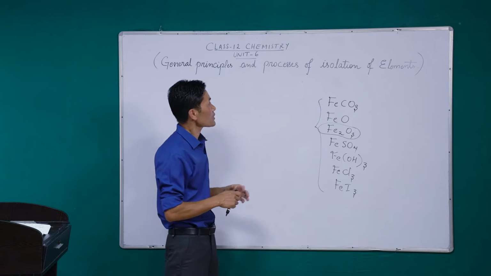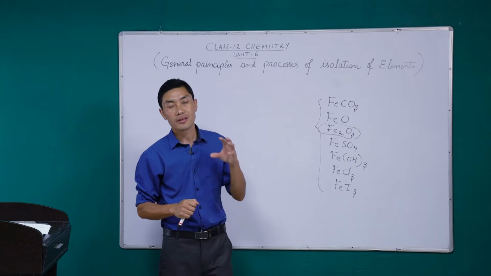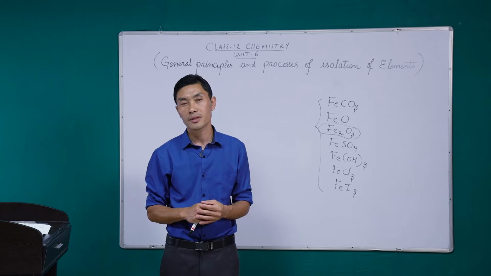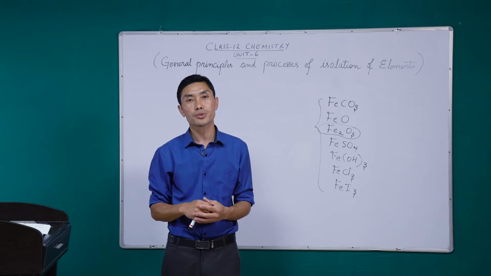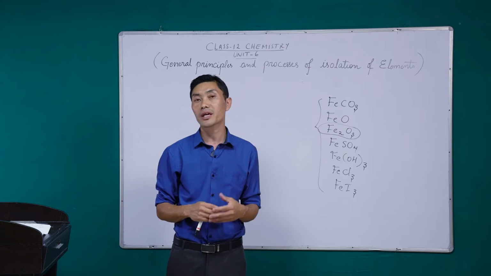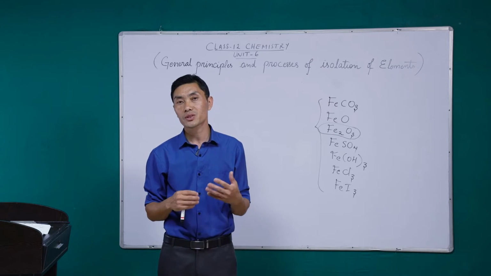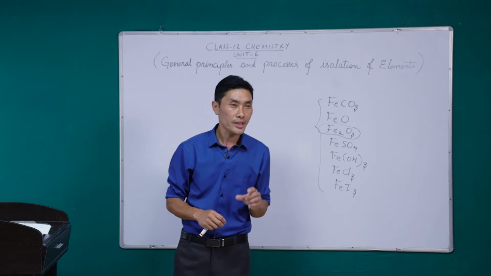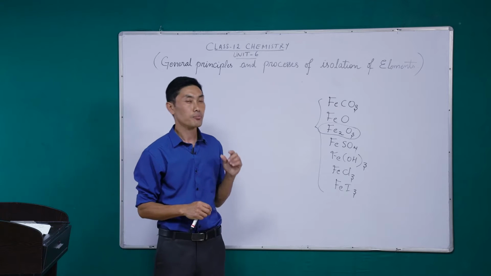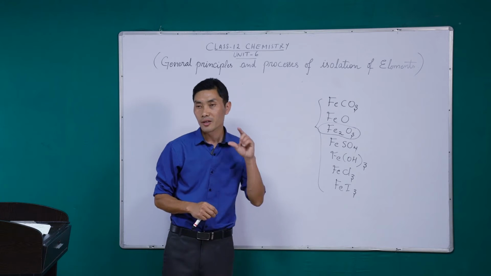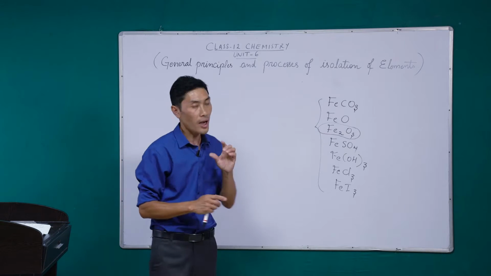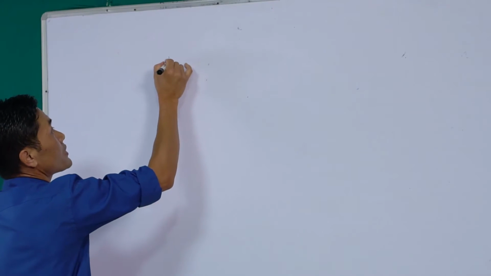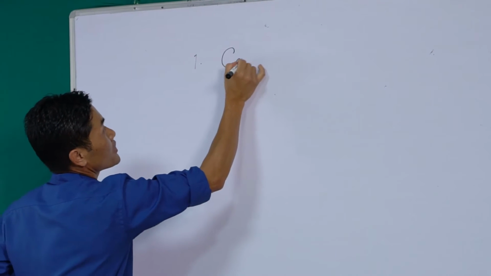Now, the process that is involved in the extraction of a metal from its ore is called metallurgy. So metallurgy refers to the entire scientific and technological process involved in the extraction of a metal from its ore. Now, there are three major steps that are involved in this metallurgy. Let us see which steps are involved. What are the major steps involved in metallurgy? The first step is called concentration.